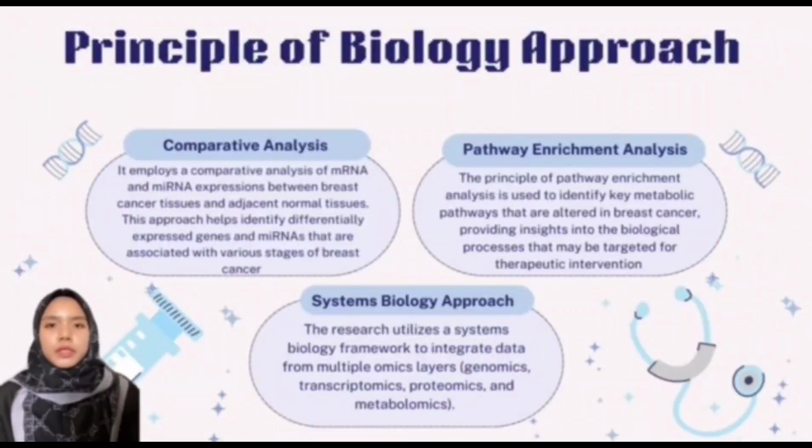Now, I would like to talk about the principle of the biology approach in this article. The first one is cooperative analysis, which employs a comparative analysis of miRNA and mRNA expression between breast cancer tissue and normal tissue. This approach helps to identify differentially expressed genes and miRNAs that are associated with the various stages of breast cancer. Next one, we have the systems biology approach. The research utilized a systems biology framework to integrate data from multiple omic layers, which are genomics, transcriptomics, proteomics, and metabolomics.